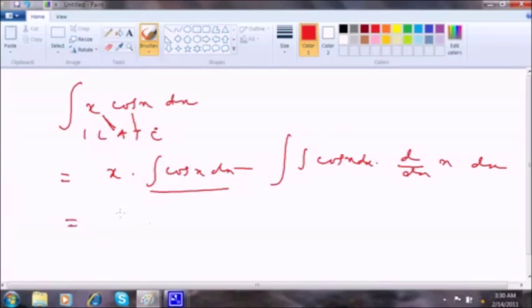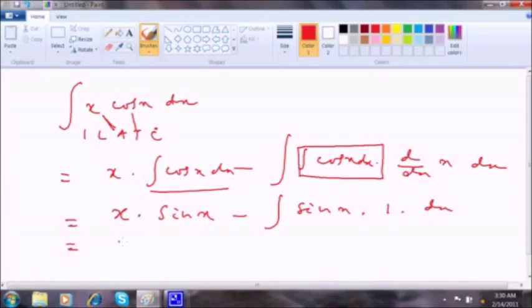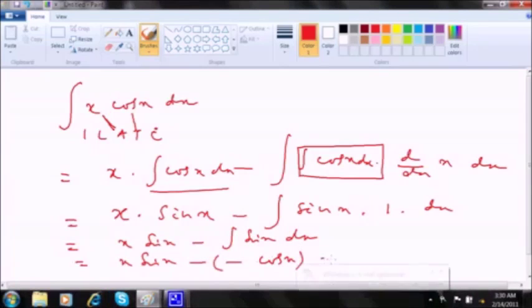So this is x, integration of cos x is sin x. You can make out that I am not doing anything special for this, just writing it as a formula. So this is sin x into d by dx of x, which is 1, dx. So this is x sin x minus integration of sin x into 1, which is sin x dx. So this is x sin x minus integration of sin x, which is minus cos x, plus c. So this comes to be x sin x, minus into minus is plus, cos x plus c.